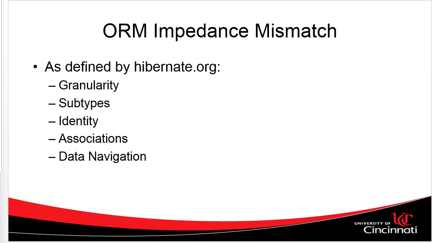Granularity, this is what's defined by Hibernate.org. This is why we need to map from objects to a relational database. Granularity means that we could have more classes than we have tables in the database. So we have to figure out how to map these.